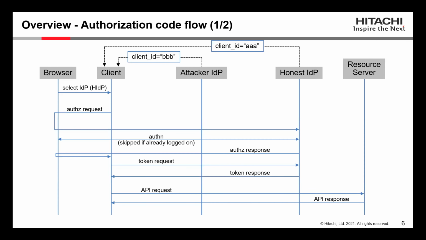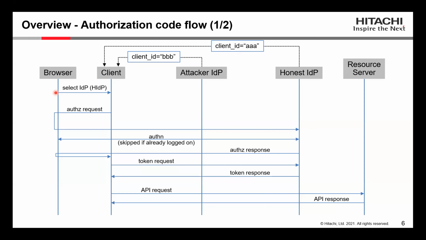I briefly describe the authorization code flow first. The client is registered with 2 IDPs, honest IDP and attacker IDP. In honest IDP, the client's client ID is AAA. In attacker IDP, the client's client ID is BBB. This is a normal case, so the attacker is not involved here.